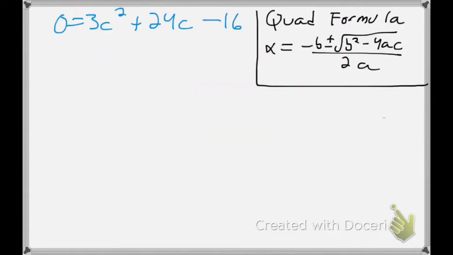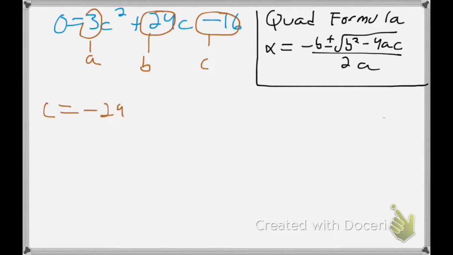So now we must solve for c, and this is the perfect situation in which we can use the quadratic formula, which states that x, when set to 0, will give you negative b plus or minus the root of b squared minus 4ac all over 2a. Of course, our 3 will be our a, our 24 will be our b, and our negative 16 will be our c.